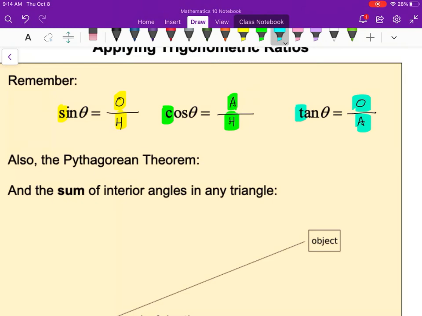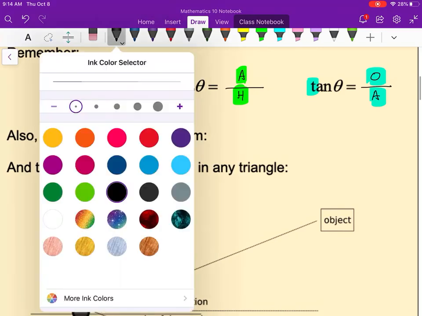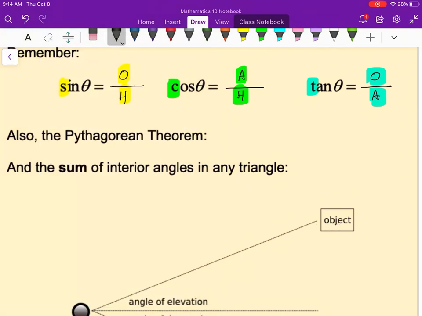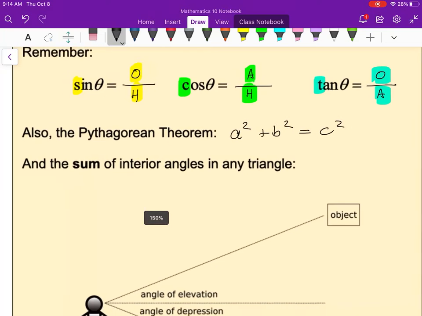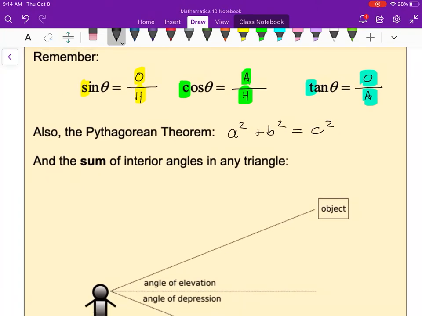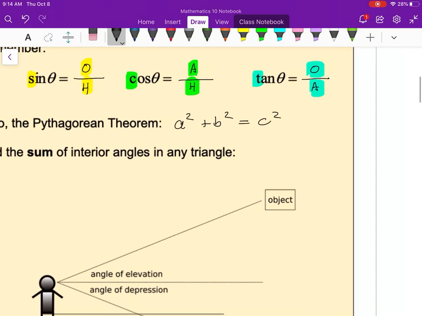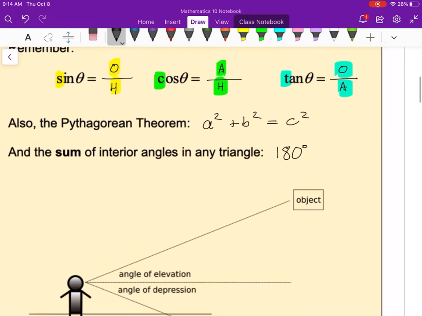However, really trigonometry began a few years ago with the Pythagorean Theorem, and never forget, anytime you have a right triangle, a squared plus b squared always equals c squared. And as well, going back even earlier to elementary school, if you look at any triangle, doesn't matter what kind of triangle it is, right or non-right, all the angles inside the triangle always add up to 180 degrees. The sum of all angles inside any triangle.